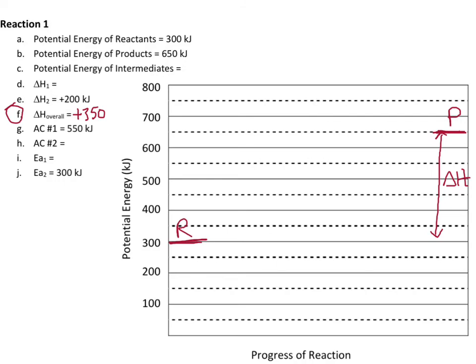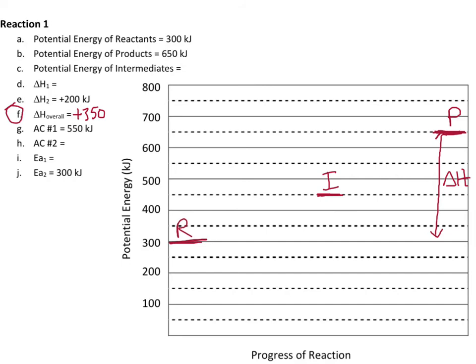Step 2 was an endothermic process with a delta H of positive 200. Now what does that mean? Well, step 2 begins with the intermediates and finishes with these products. Since step 2's delta H was positive 200, the intermediates must have been 200 kilojoules lower than those final products. If the final products are at 650 kilojoules, then the intermediates must have been here at 450 kilojoules.